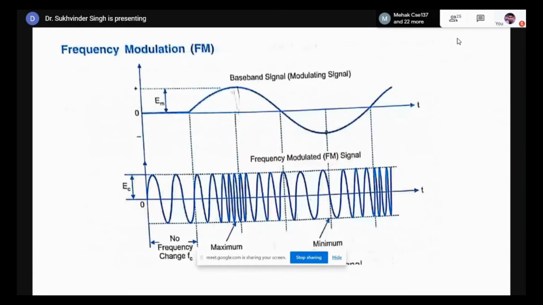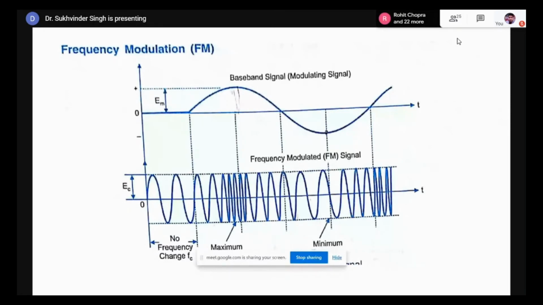Next is frequency modulation. Again, we will have some baseband signal, some information. That information is the modulating signal, and that is superimposed upon some carrier wave, and that carrier wave will now try to change the amplitude, frequency, or phase. If it changes the amplitude, then it is called amplitude modulation. If it changes the frequency, then it is called frequency modulation.